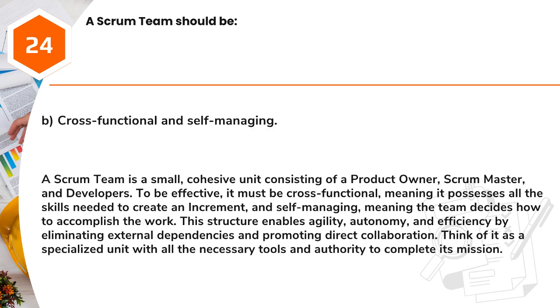Answer: B. Cross-functional and self-managing. A Scrum team is a small, cohesive unit consisting of a product owner, Scrum Master, and developers. To be effective, it must be cross-functional, meaning it possesses all the skills needed to create an increment, and self-managing, meaning the team decides how to accomplish the work. This structure enables agility, autonomy, and efficiency by eliminating external dependencies and promoting direct collaboration. Think of it as a specialized unit with all the necessary tools and authority to complete its mission.